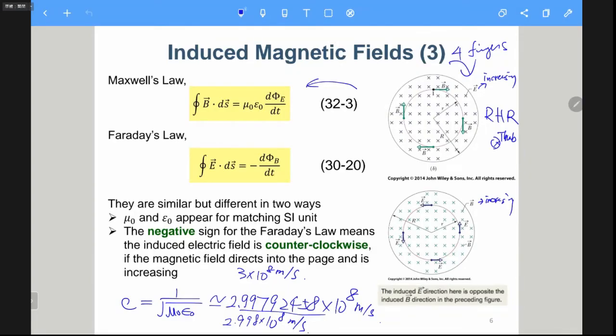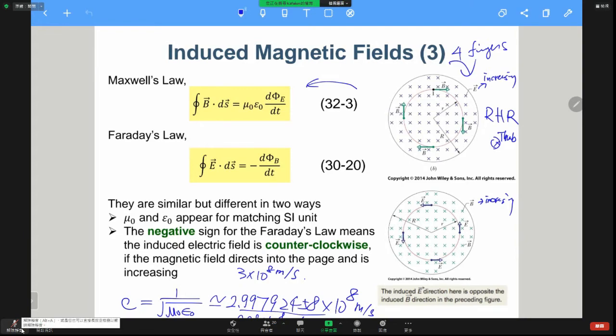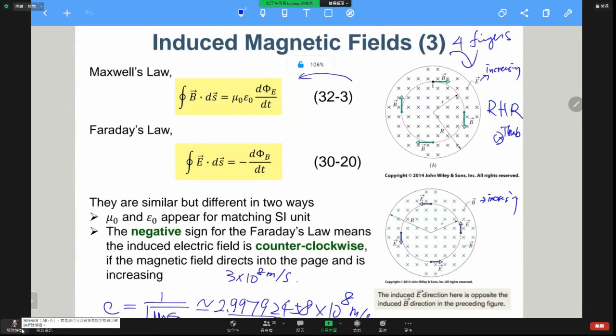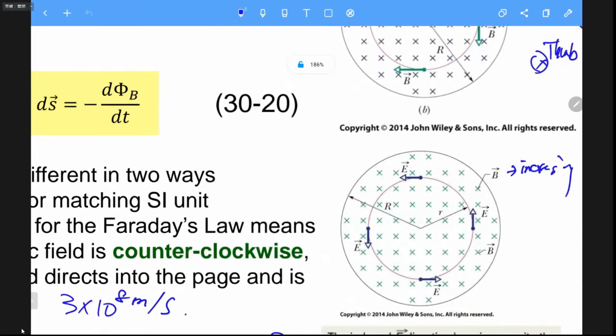Okay, so just now we mentioned this part. Yeah, this part. I don't have... Yeah, so this cursor is quite small.